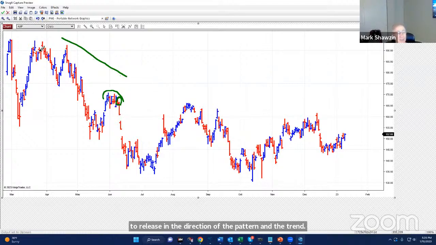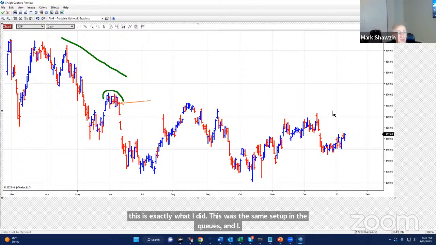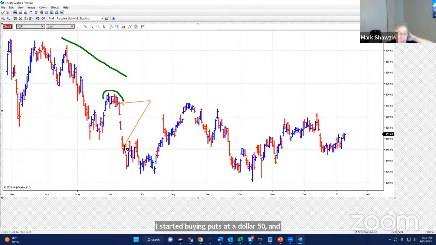This was the same setup in the Qs, and this took 8 days. And when I saw it stalling out, I got short right there. I started buying puts at $1.50, and 3 days later, those puts were at $14. And that was an inside day bar coil.